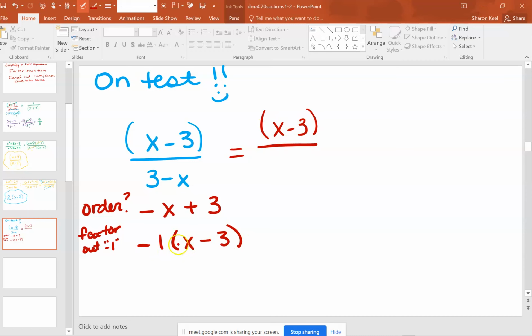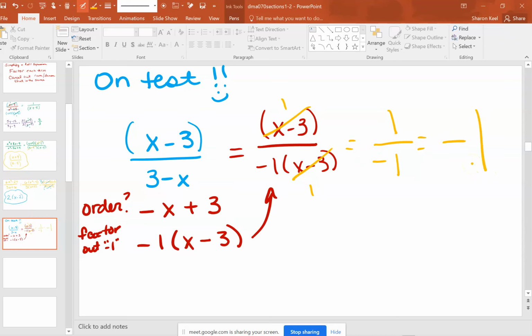Then I'm going to put beneath it negative 1 and then x minus 3. So I'm just going to move that there. I can cancel something out. This x minus 3 is going to cancel. So I have 1 over negative 1, which reduces to simply a negative 1. There will be one of these that you will see when you do your test. You'll have to rearrange the order, factor out the negative at the front, and then you just simplify from there.